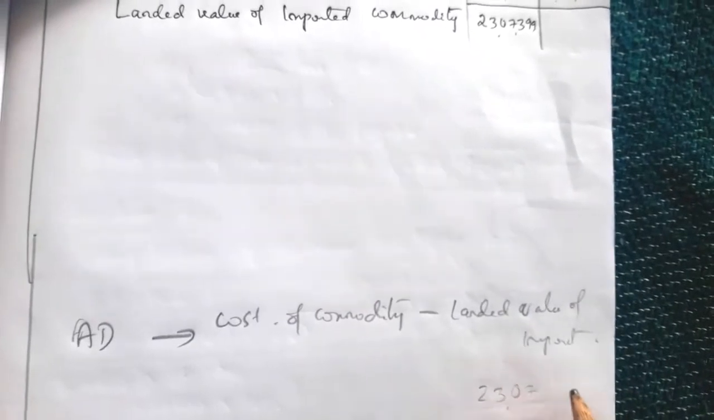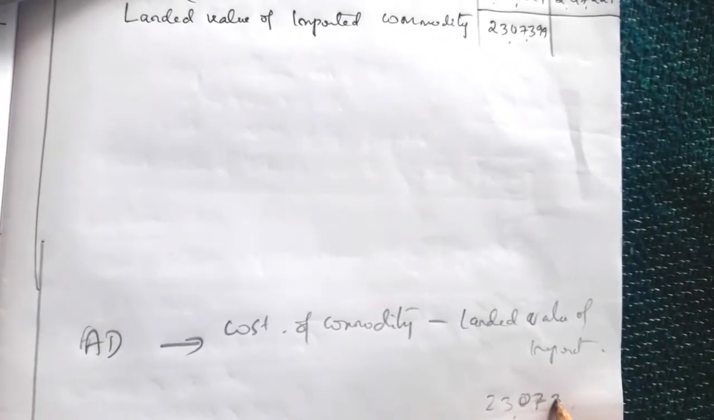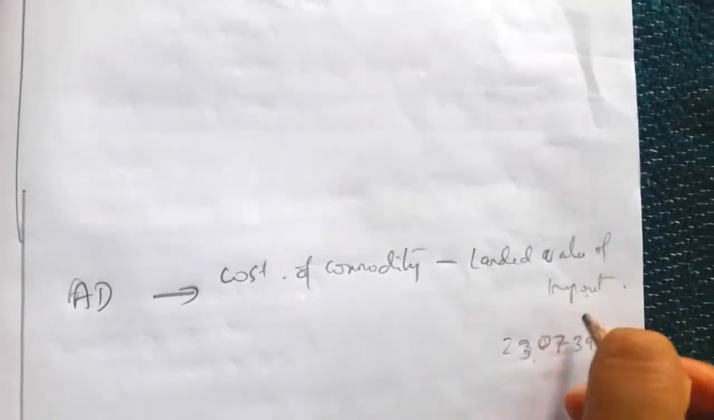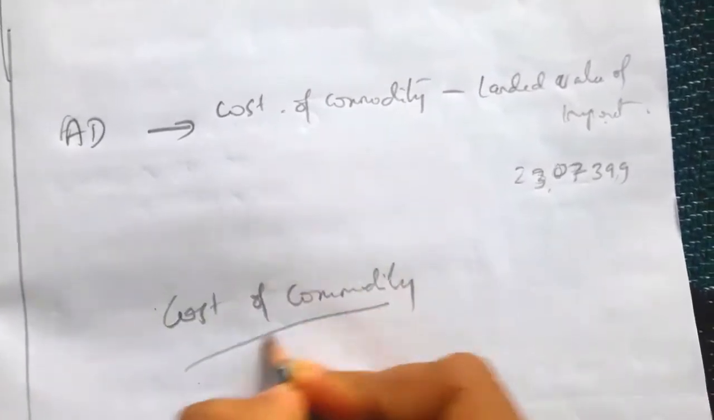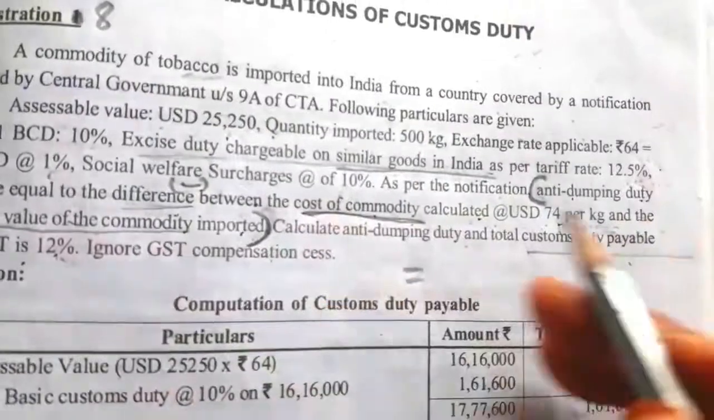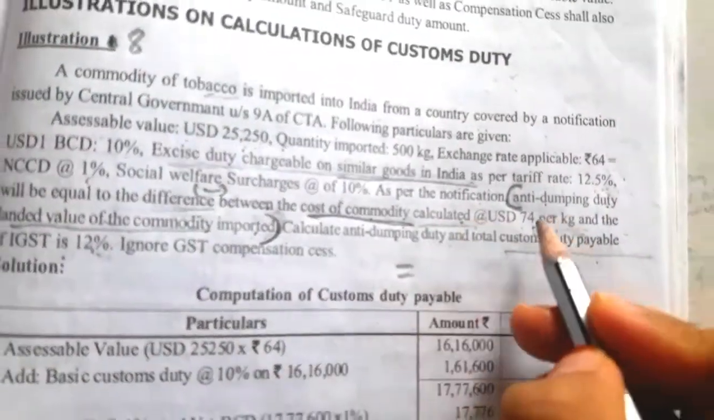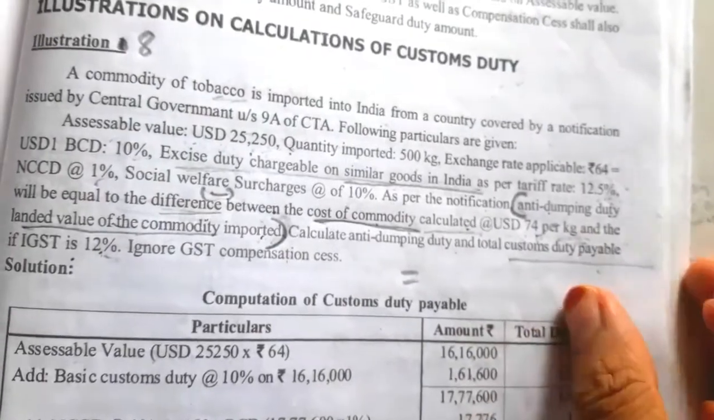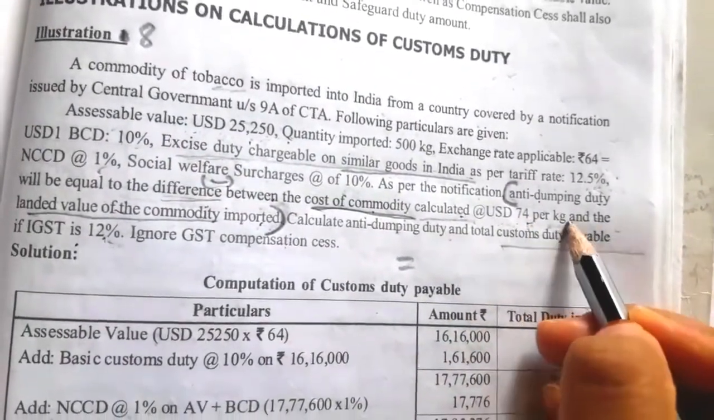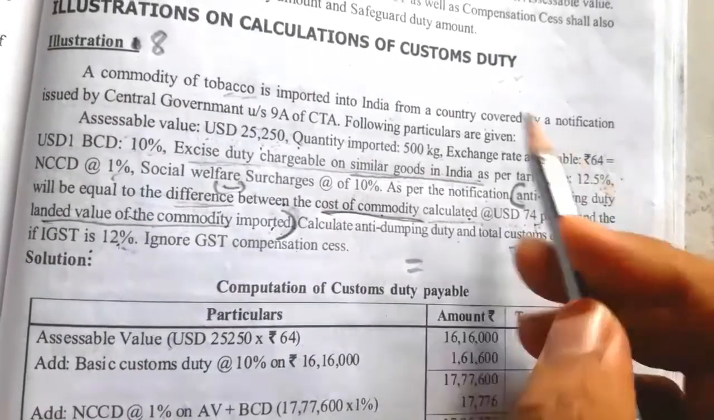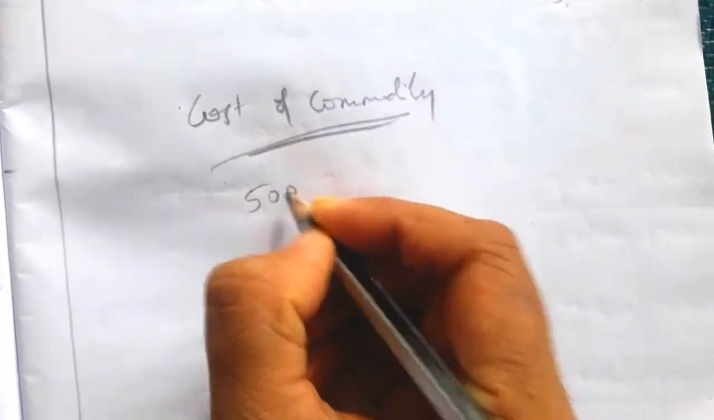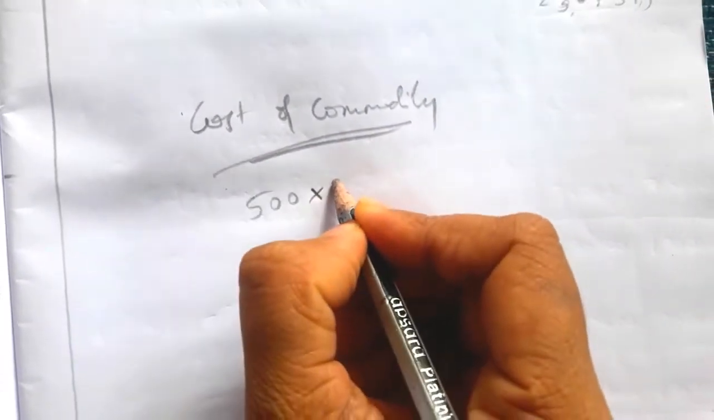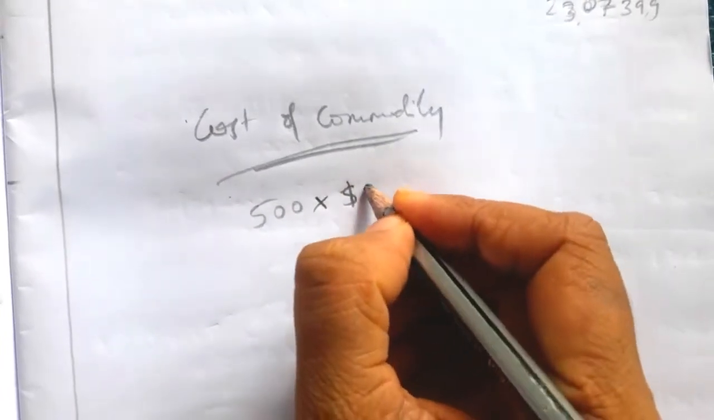The landed value of import we have calculated is 23,07,399. Now we have to calculate the cost of commodity. How to calculate this cost of commodity? They have clearly mentioned that the cost of commodity is calculated at $74 per kg. So what is the total number of kg? 500 kg into 74 we have to take. Total number of kg is 500 into $74.